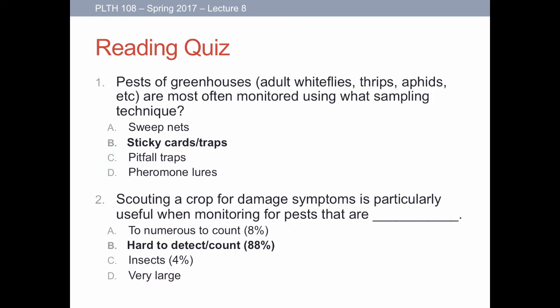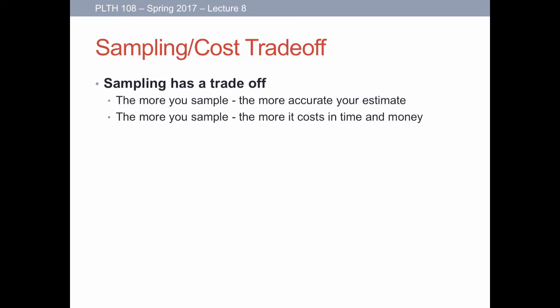So generally, with damage symptoms, what you're looking for in this case are pests that are more or less virtually impossible to count. So things like nematodes, plant pathogens, those sorts of ideas, that if you have sort of an idea of the amount of damage that correlates with the yield loss or the number of pests that are typically associated, we'll just scout for that damage instead of trying to count the actual pests. That's the basic idea. So overall, people did pretty well on that one.